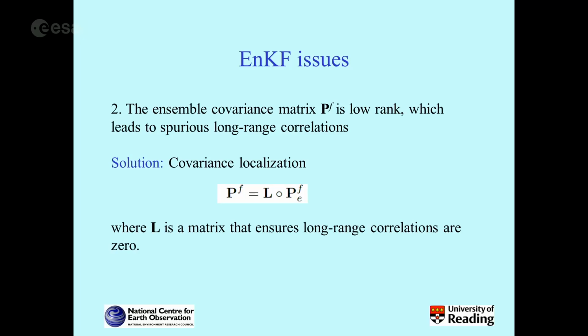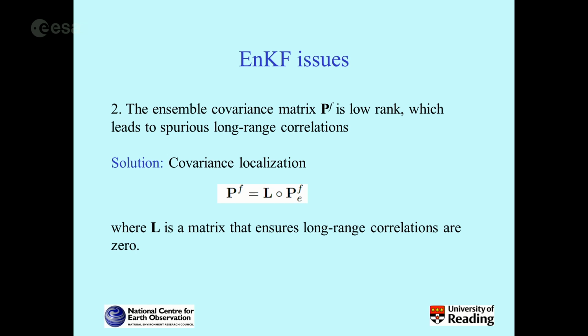The second problem is that because we're approximating this matrix with a small sample, it's low rank. Remember, this is representing the correlations between the errors in the prior at different points. But you can end up with spurious long-range correlations, which are purely there due to sample noise. So, for example, the error in the temperature here in Italy is correlated with the error in the temperature in Australia, which we know is unlikely to be the case. It's just sample noise. So what do we do?